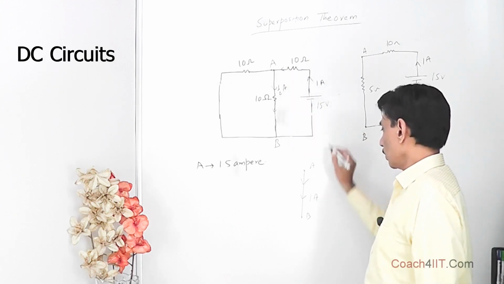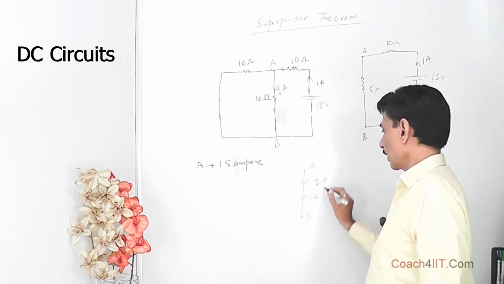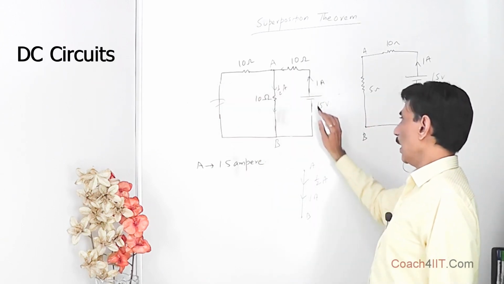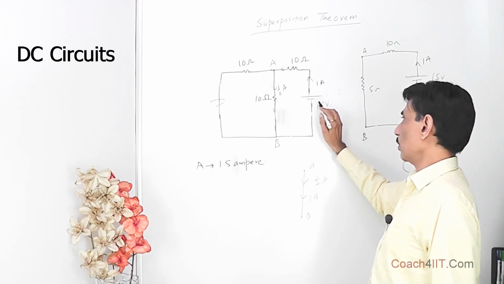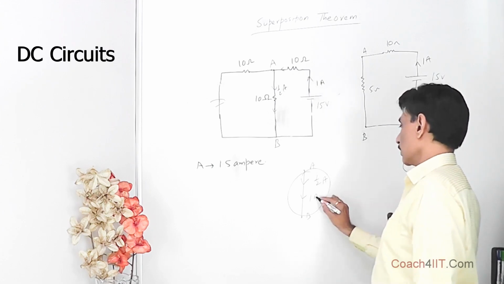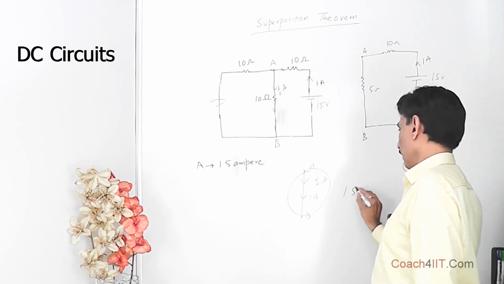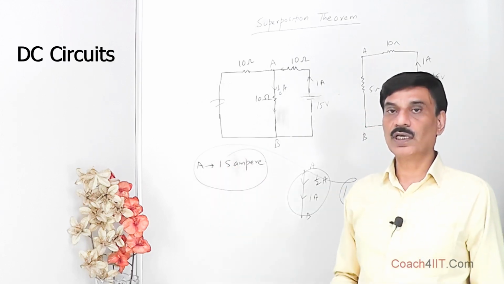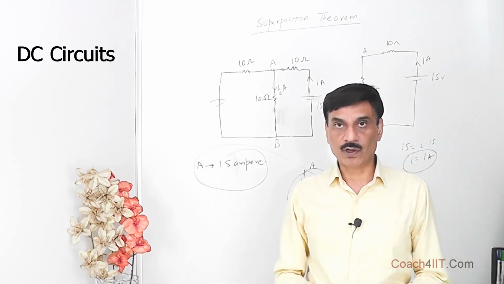So the contribution of this is half ampere. 1 ampere was the contribution of the 30 volt battery in the downward direction. Half ampere is the contribution of this battery in the downward direction. So the total current in this wire is 1 plus half, that is 1.5 ampere in the downward direction. That is the answer we had got earlier by using Kirchhoff laws.